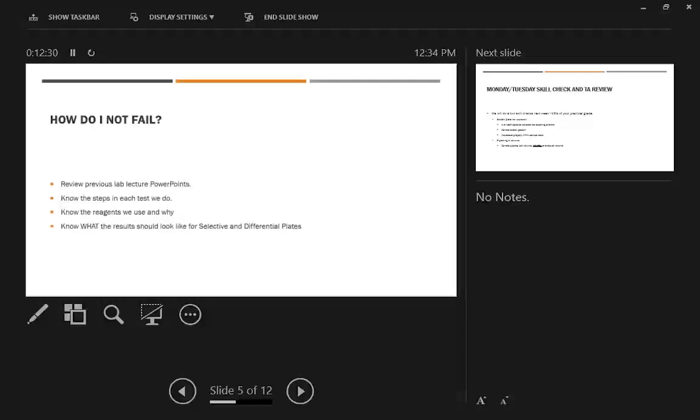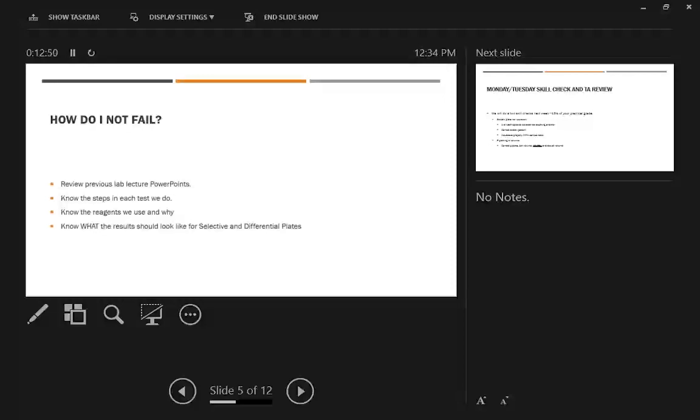Know the steps in each test we do, so anytime we do a test, be like, hey, I know what thing we're doing in which order and why we're doing it. Also know the reagents that we use and why. So for example, for gram staining, why do we use each type of stain and what is its purpose? Or what is the purpose of the decolorizer?